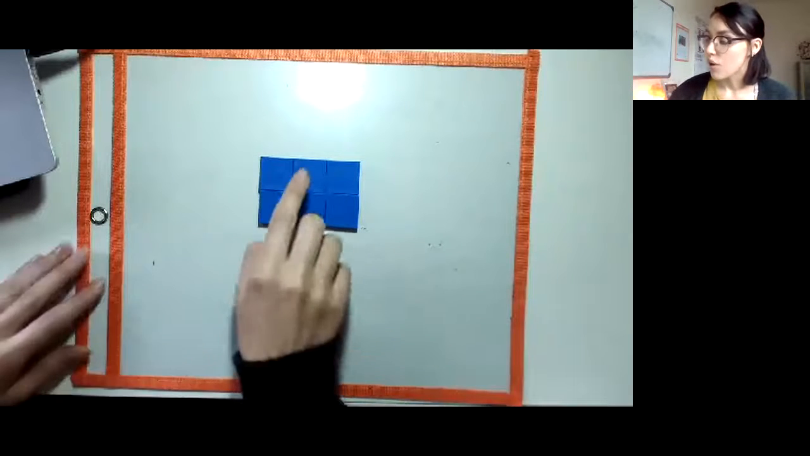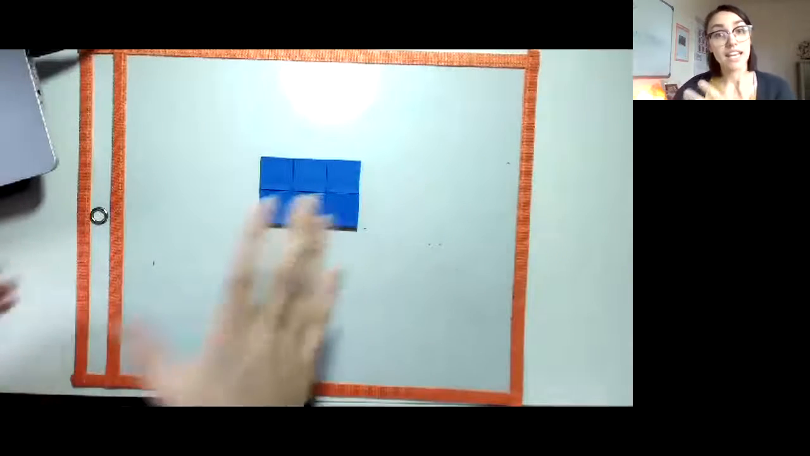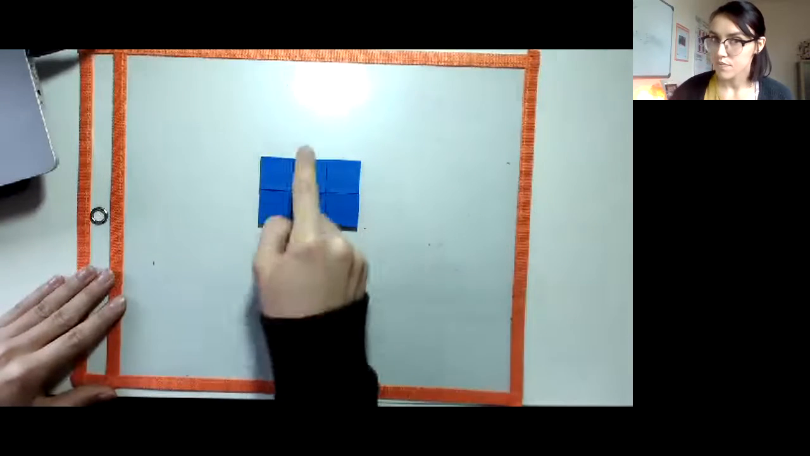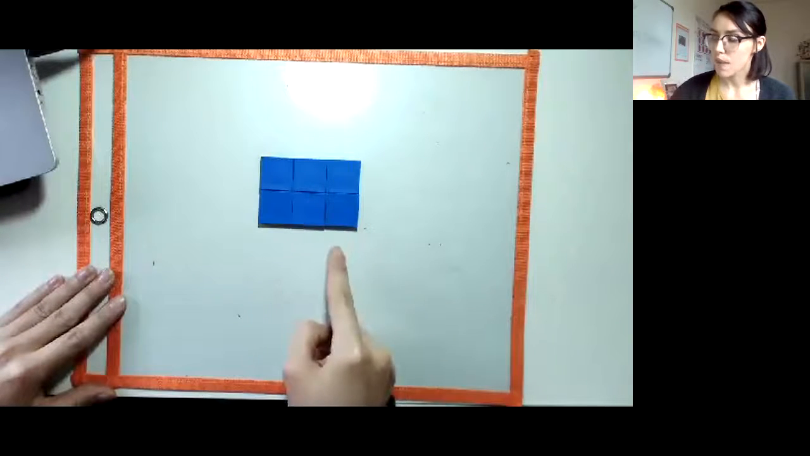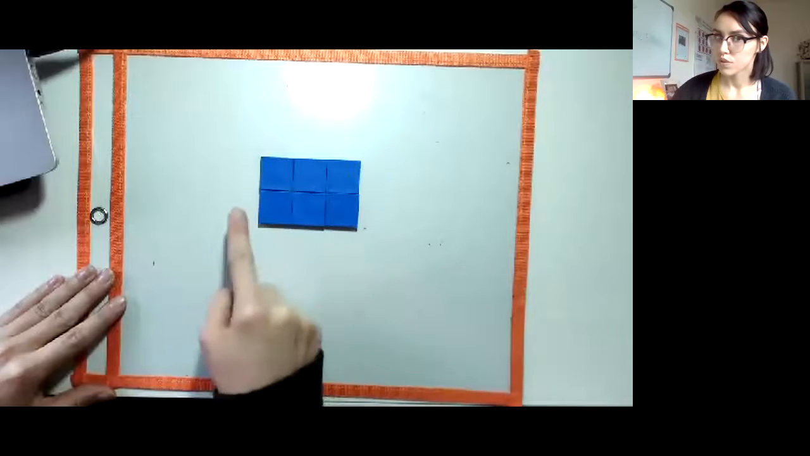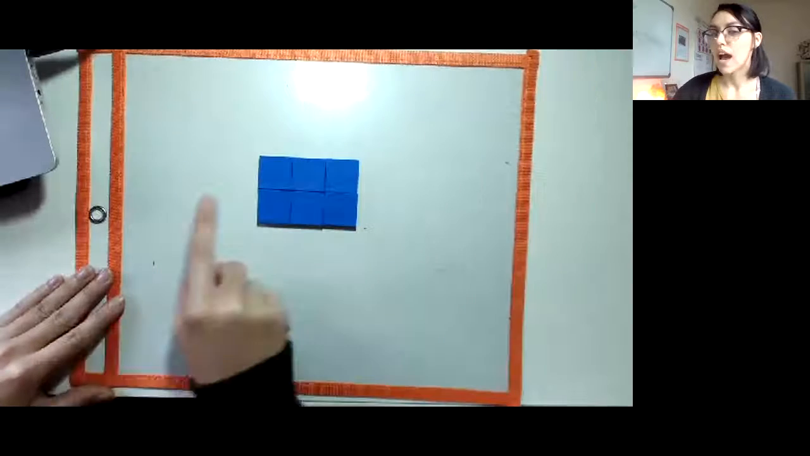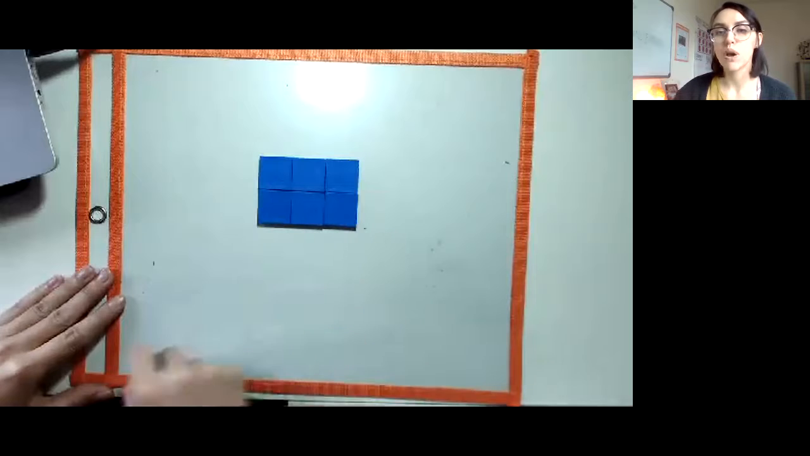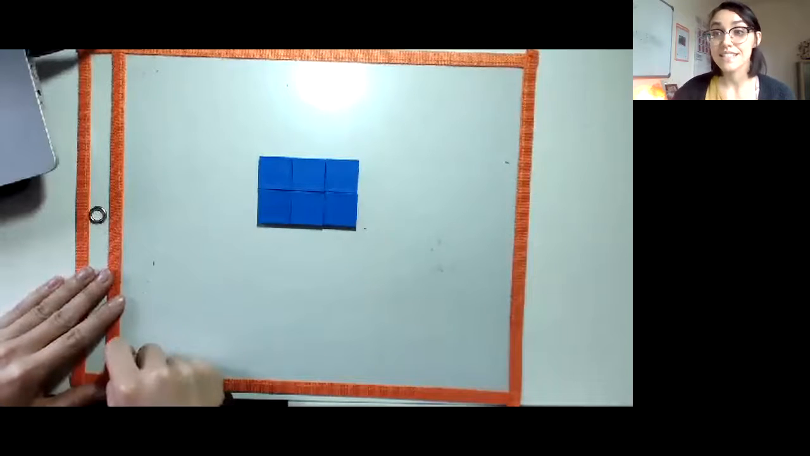Okay? So I have made an array. I made equal groups with columns and rows. Here's my columns. Here's my rows. Okay? I have 2 rows of 3. 2 rows of 3 is 6.